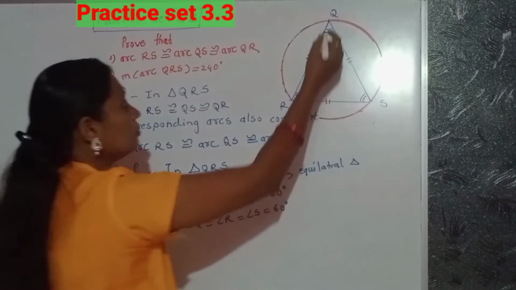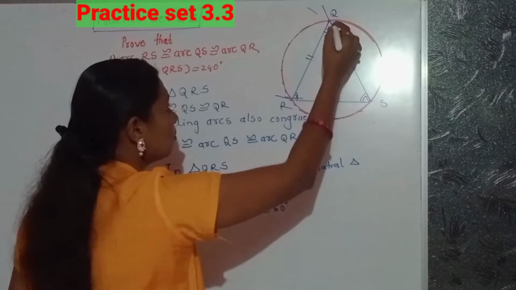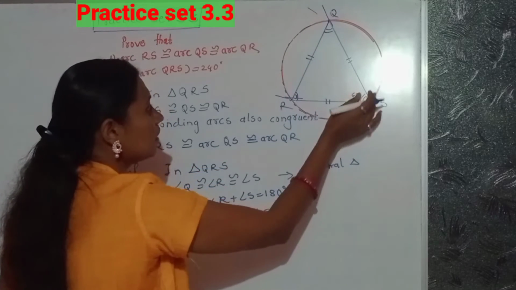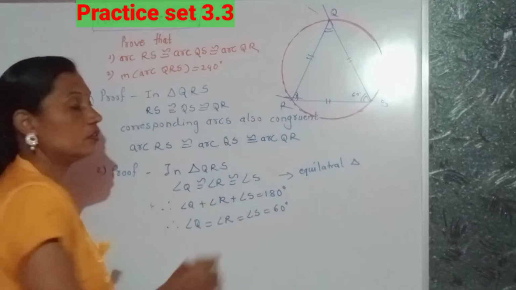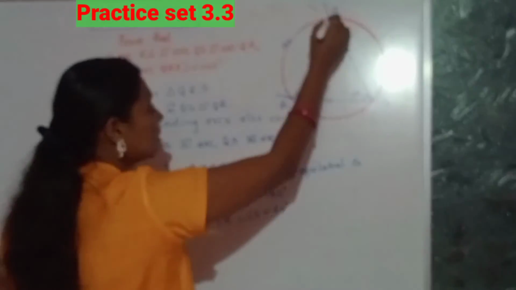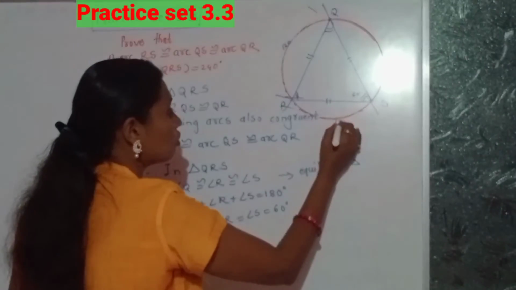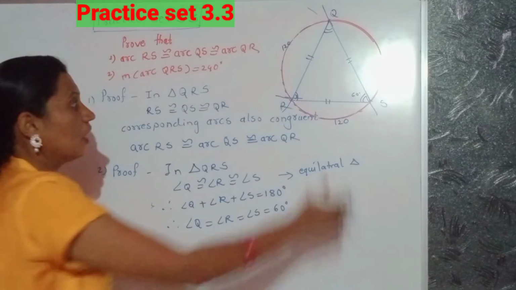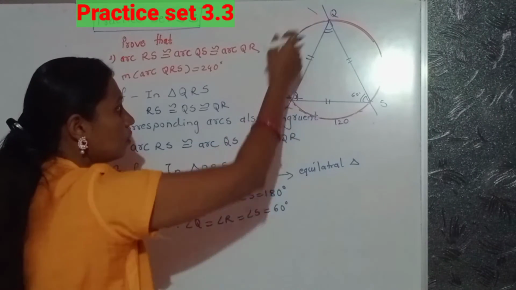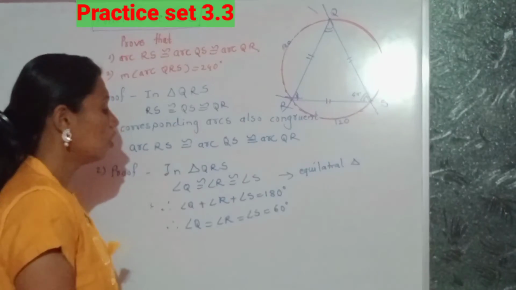Suppose, see here, this one is 60 degrees. Then by the inscribed angle theorem, if this angle is 60 degrees, then this arc is double that angle. Therefore, this arc is 120 degrees. Similarly, the angle inscribed by arc RS is also 120 degrees, and we have to find the arc QRS. QR is 120 and RS is also 120. Therefore, it is going to be 240 degrees.